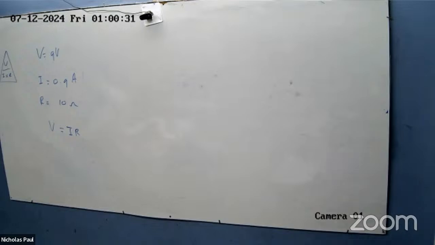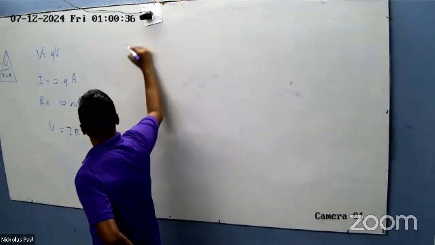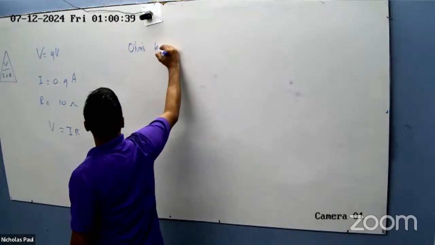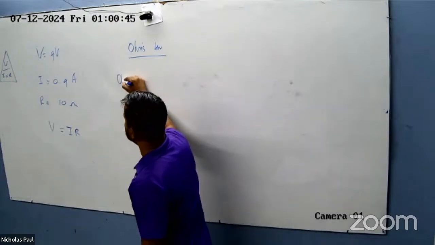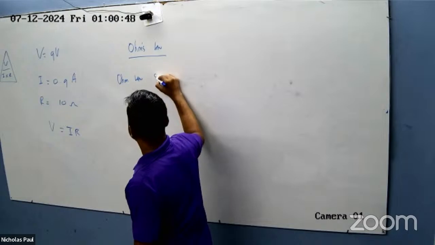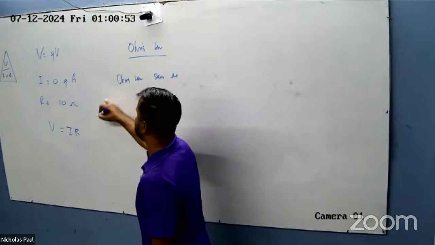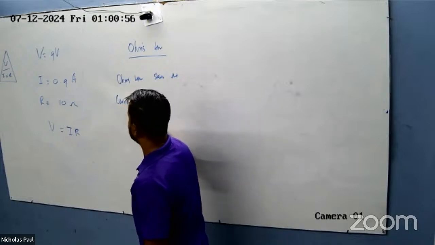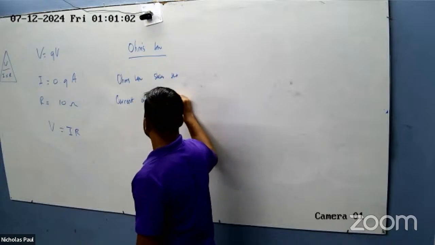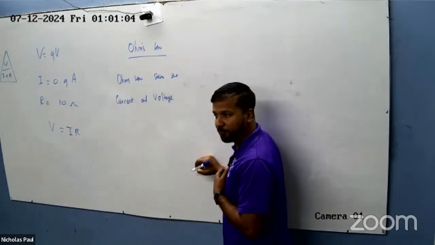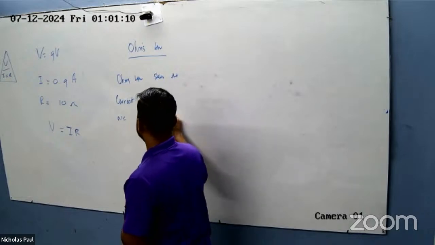Nice. So basically, we learned the relationship V is equal to IR, and that basically brings us to Ohm's law, right? So what did Ohm say? Ohm basically said, Ohm's law states that current and voltage are directly related.